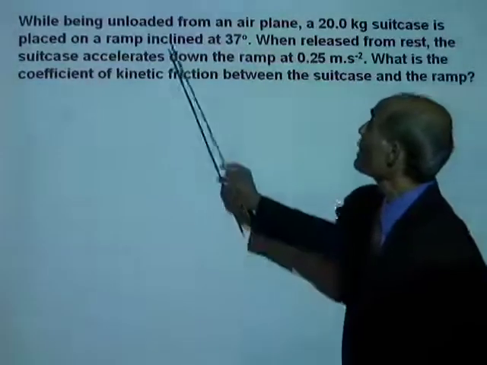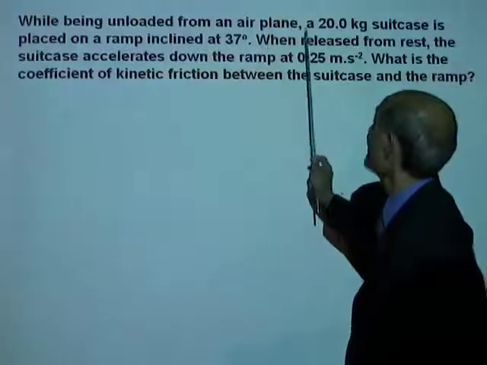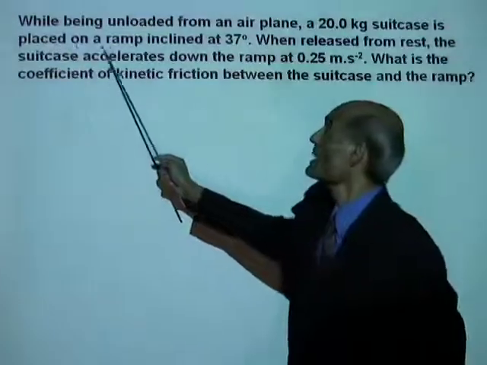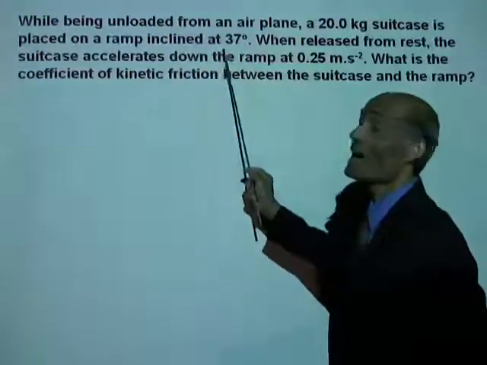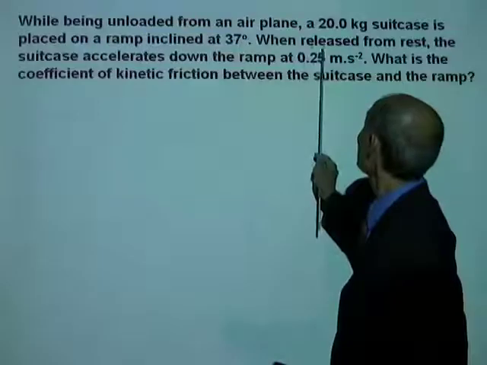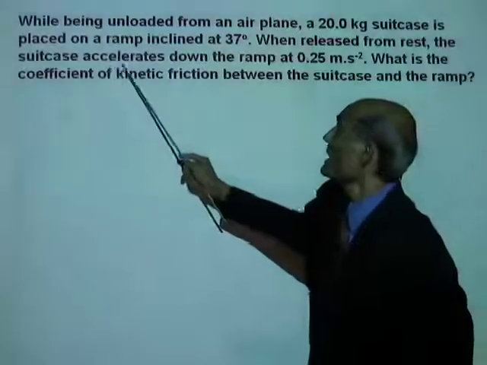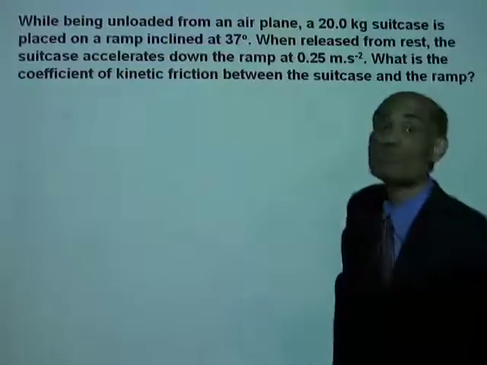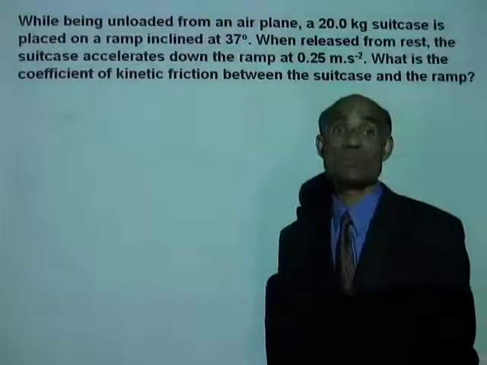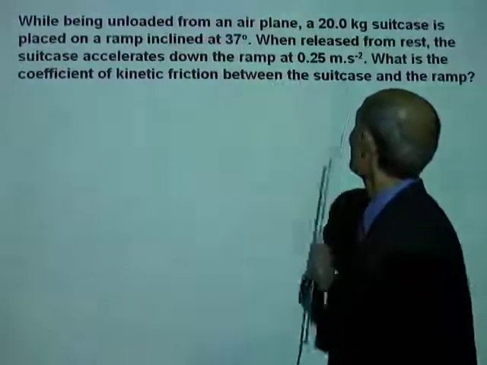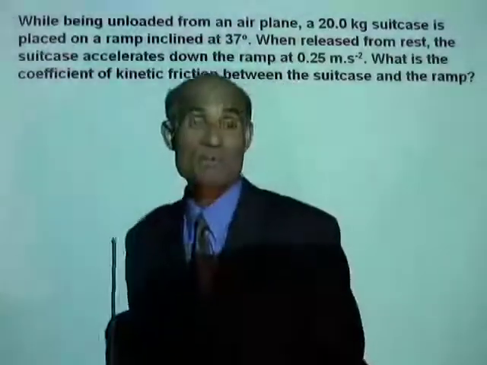While being unloaded from an airplane, a 20-kilogram suitcase is placed on a ramp inclined at 37 degrees. When released from rest, the suitcase accelerates down the ramp at 0.25 meter per second squared. What is the coefficient of kinetic friction between the suitcase and the ramp?